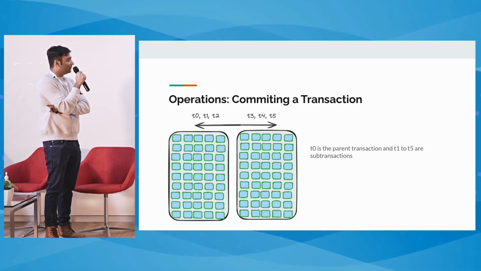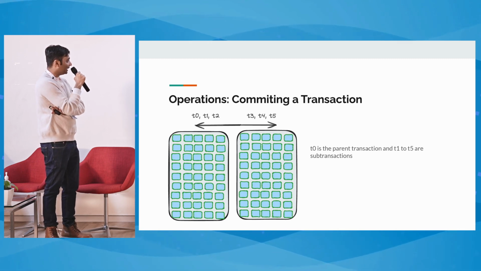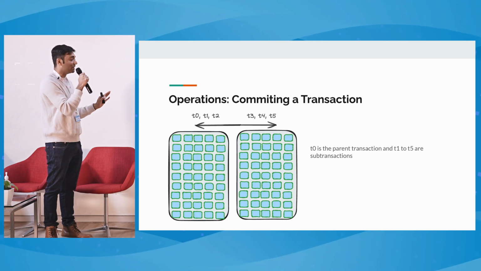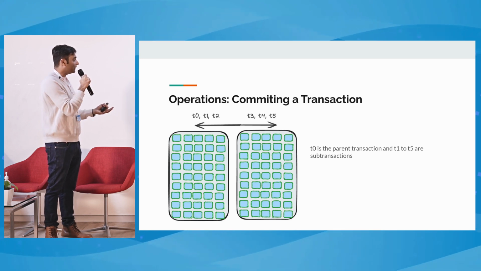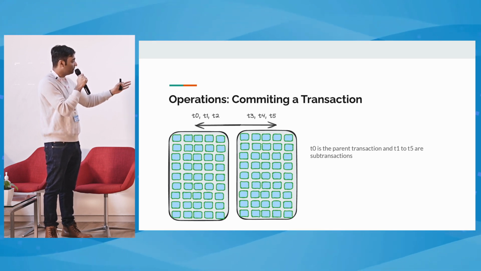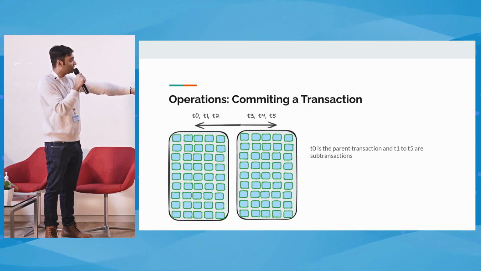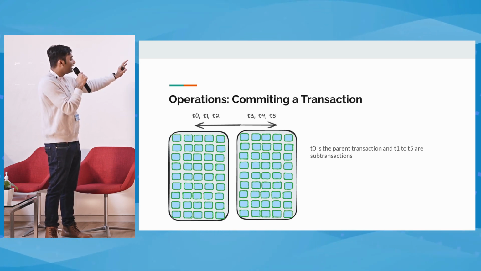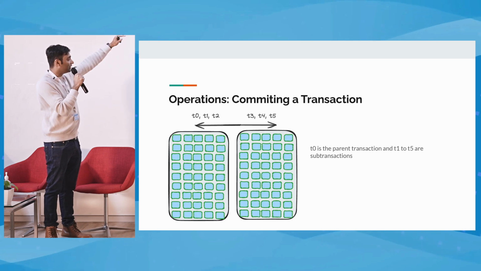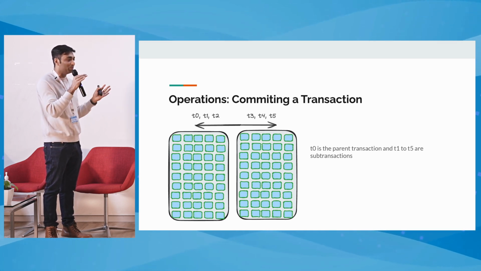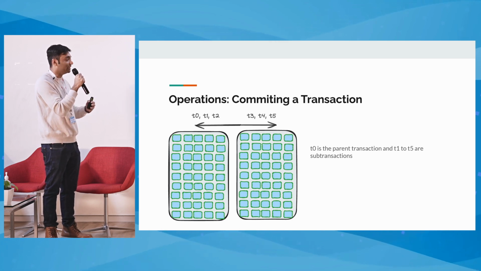Now we'll deep dive into how exactly the transactions are committed. For this exercise, assume that we have T0 to T5 transactions which are being committed. It so happens that T0, T1 and T2 are on page 1, and T3, T4 and T5 are on the second page. Here T0 is my parent transaction and T1 to T5 are the sub-transactions. They all belong to just one begin and end statement.